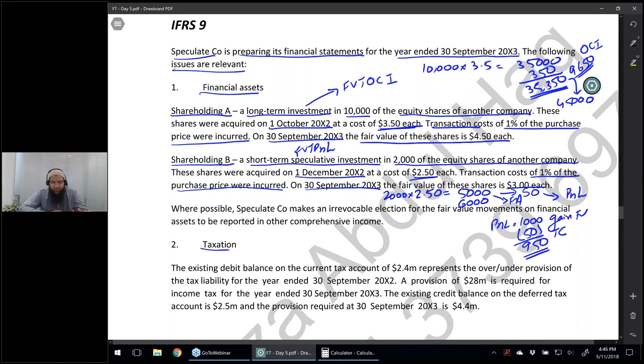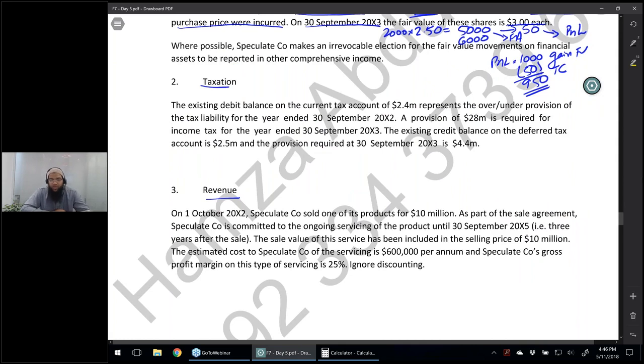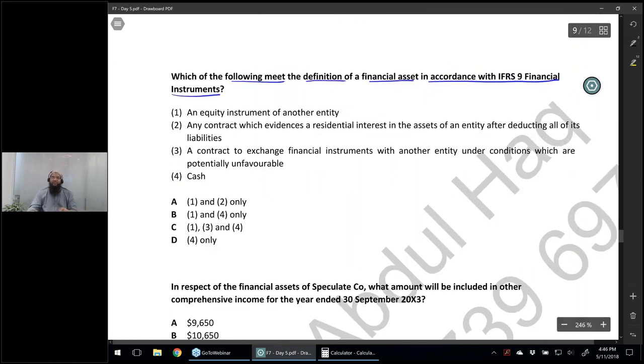Now let's see what is the requirement of the question. The question says: which of the following meets the definition of a financial asset in accordance with IFRS 9? So according to IFRS 9, what is a financial asset? A financial asset is cash, an equity instrument of another entity, a contractual right to receive cash, or a contractual right to exchange financial assets or financial liabilities under terms potentially favorable to the entity. So there are a total of 4 important parts in the definition.